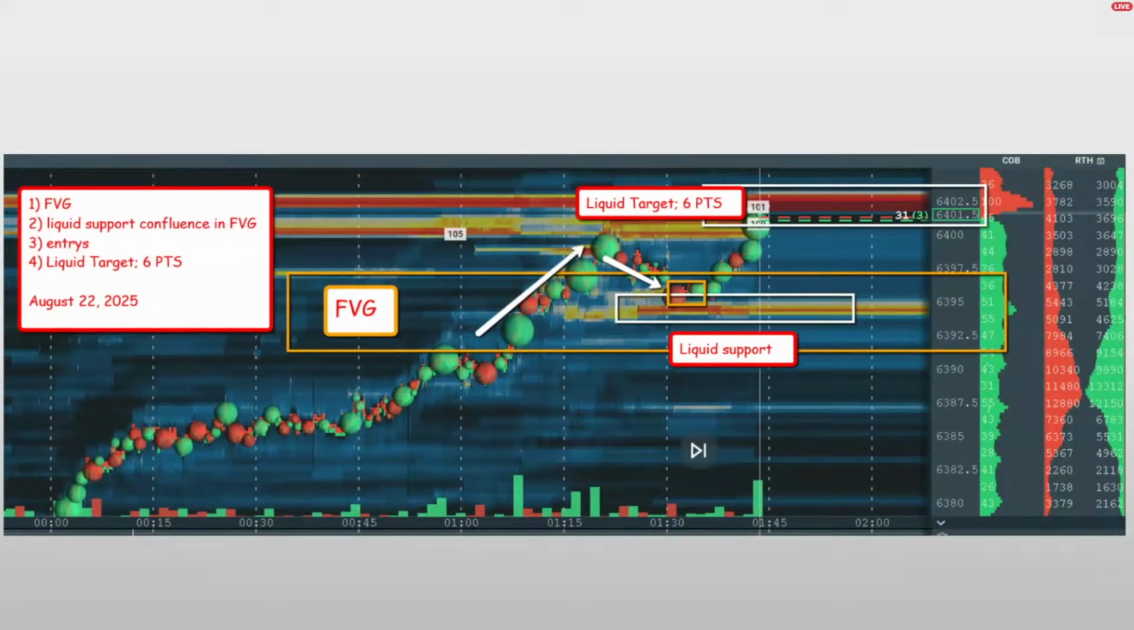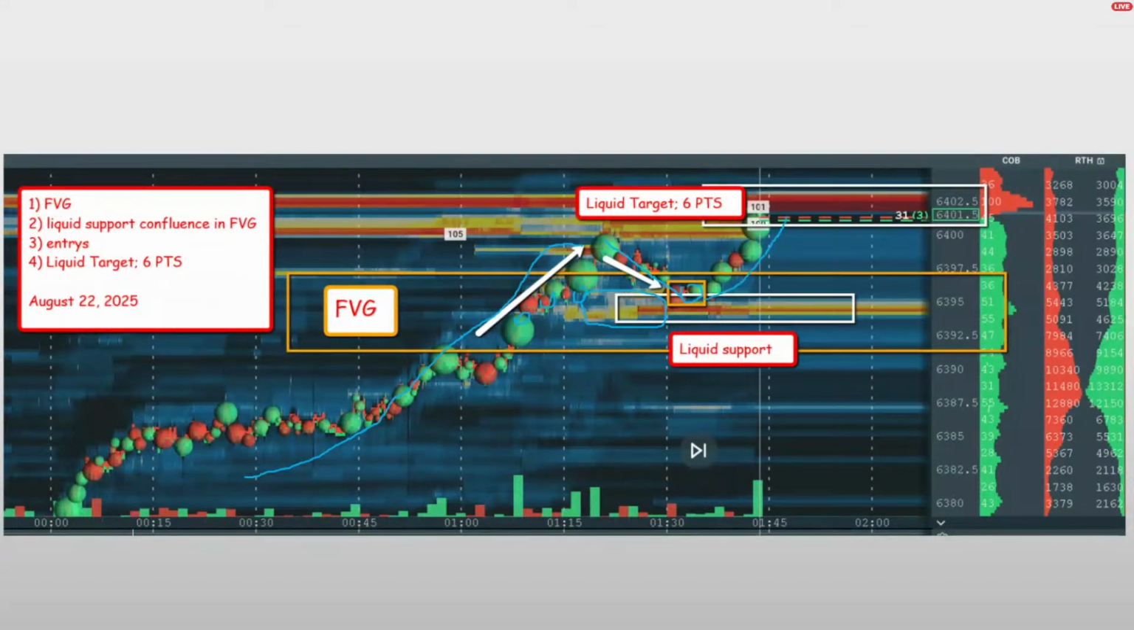Next one, same thing. Price is coming on up. It hits liquidity here for a couple points. Institutions go ahead and enter their orders. A fair value gap develops, price comes back down to get the rest of their orders. And then we also see with the book that liquid support develops. So this adds conviction to my entry.